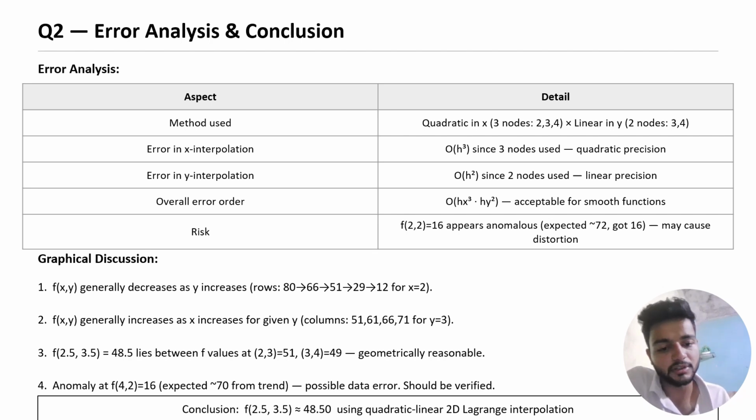Conclusion, f at (2.5, 3.5) equals 48.5 using linear 2D Lagrange interpolation.